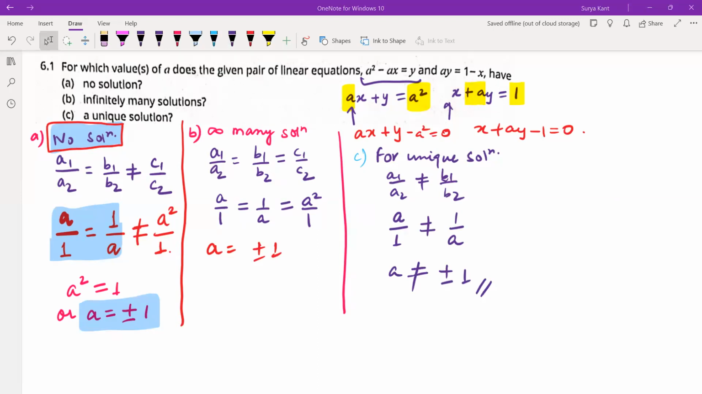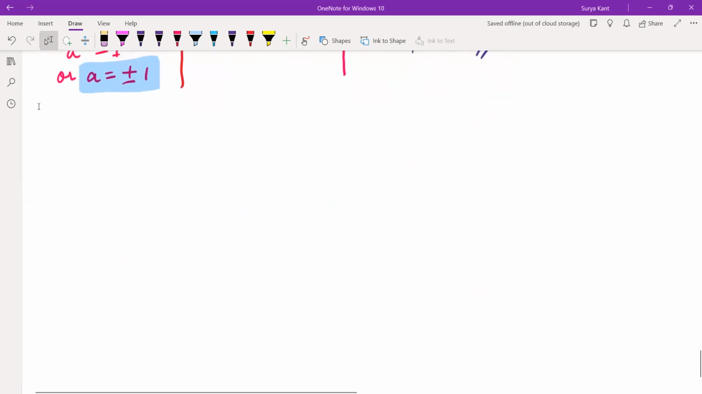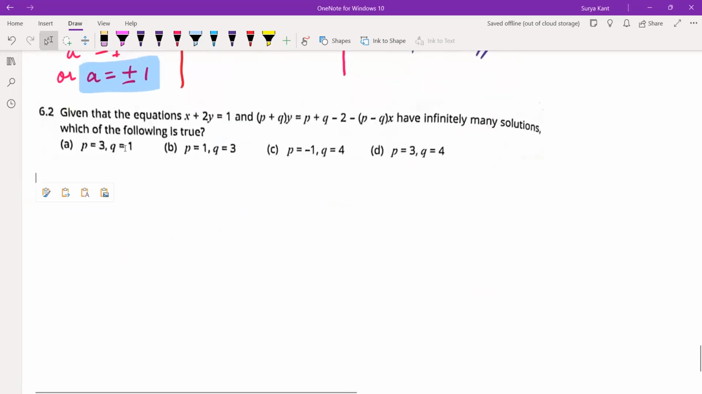Now one question I'm asking everyone, you have to write in the chat box. Everyone can solve this question. If you know the concept, you can solve it easily. So the question is, there are two equations given over here. You have to find the value of P and Q for which they have infinitely many solutions.